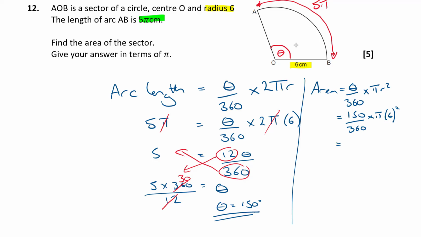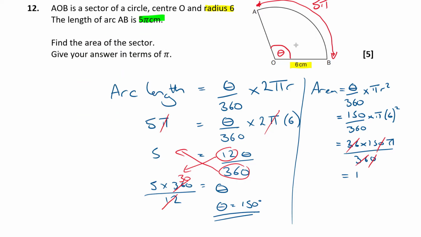So that is going to give me 36 times 150 pi over 360. I'm going to divide that 10 into that one, giving me 15, and 36, and then I'm going to divide the 36 into that 36. So that is going to leave me with 15 pi, isn't it?